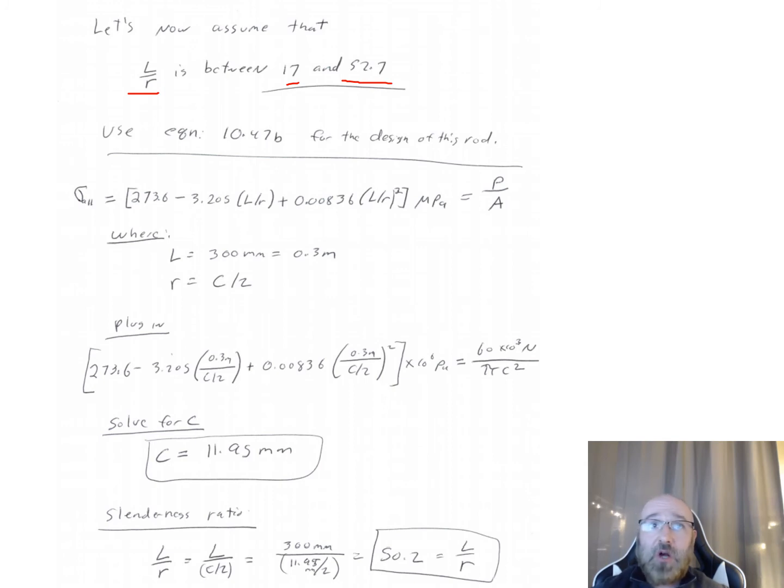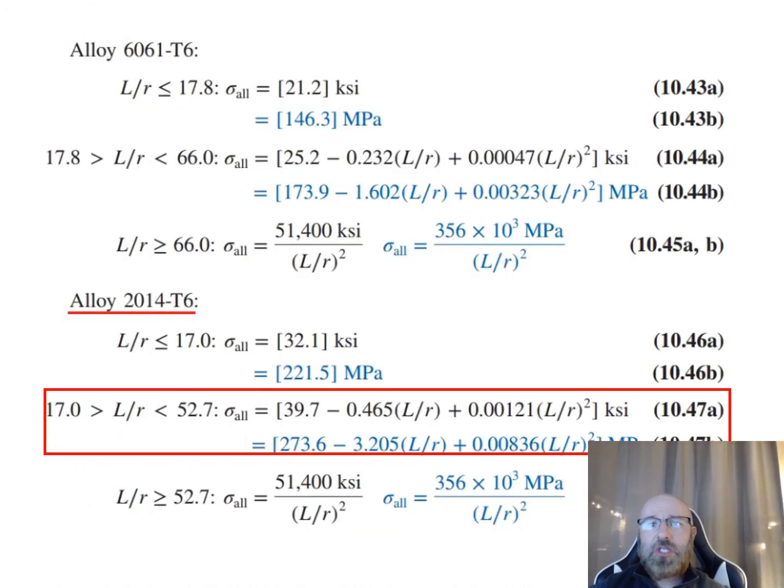So we can use our equation 10.47b for the design of this rod. So let's go back now and take a look at our textbook at this equation. So you can see we're still dealing with the same materials we did in part A, our alloy 214T6 for aluminum. But now, rather than looking at our assumption down here of our slenderness ratio being greater than 52.7, we're going to take a look here and say it's going to be between 17 and 52.7. So therefore, that's where this equation comes from here.